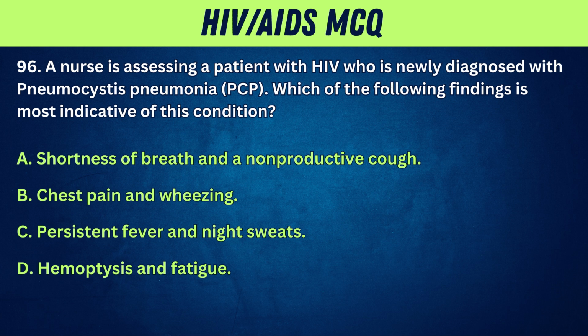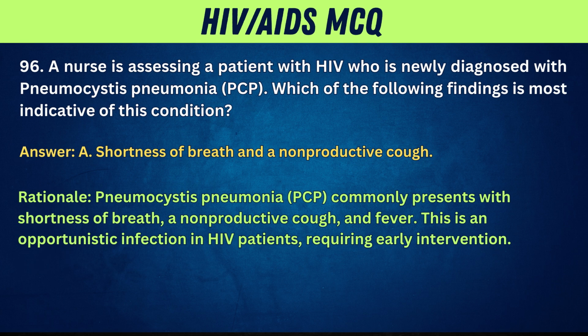Which of the following findings is most indicative of this condition? A. Shortness of breath and a non-productive cough. B. Chest pain and wheezing. C. Persistent fever and night sweats. D. Hemoptysis and fatigue. Answer: A. Shortness of breath and a non-productive cough.